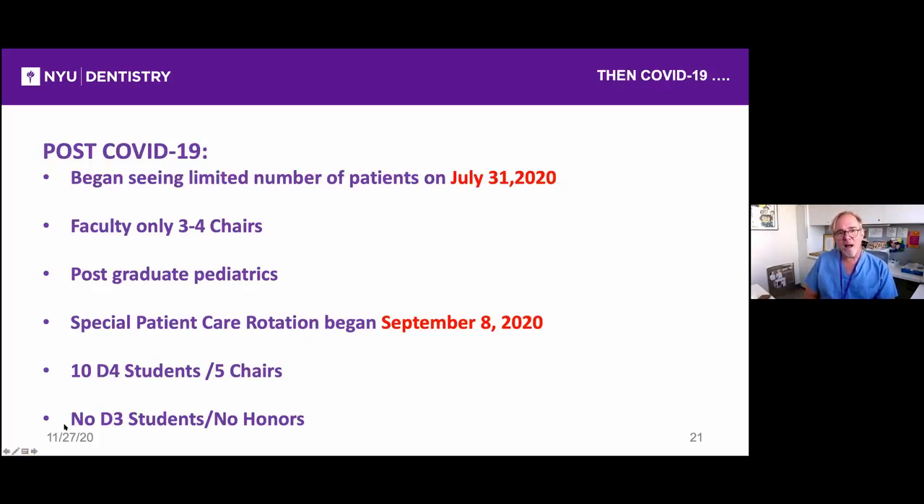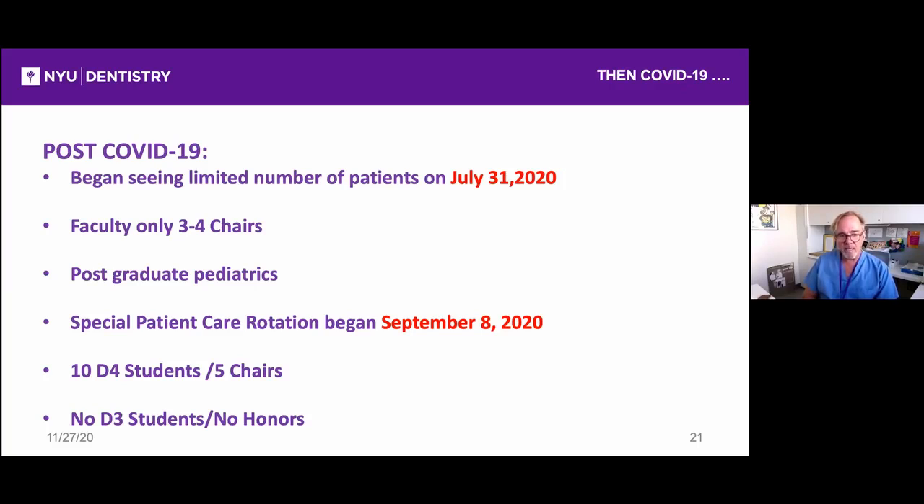Now, we did not begin to see patients again here at the center until July 31st, and the students did not come back into school until September. So we only had 3 or 4 chairs available out of my 9, and all the care that was provided from July 31st until September was faculty driven. So we actually had myself and some of our other faculty members here in the center treating patients.